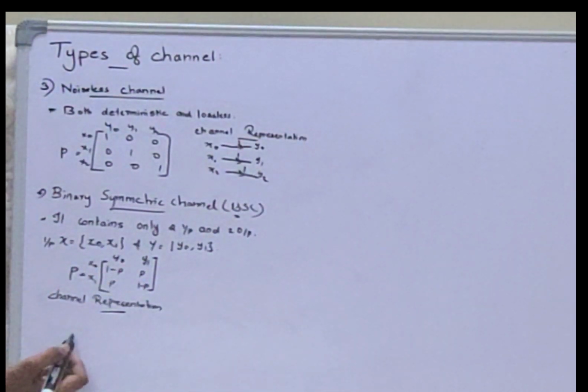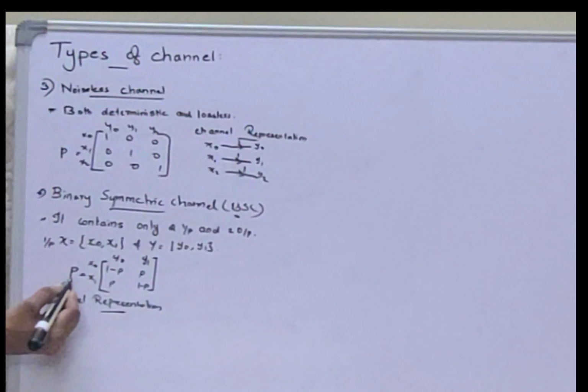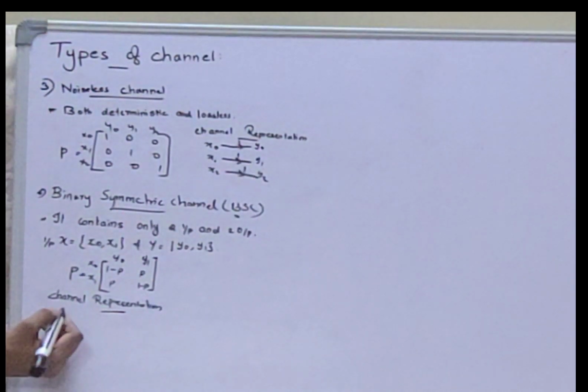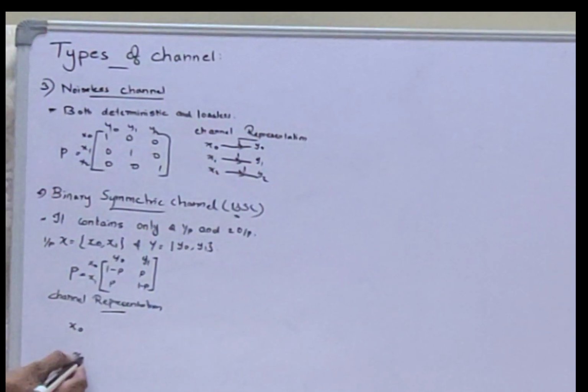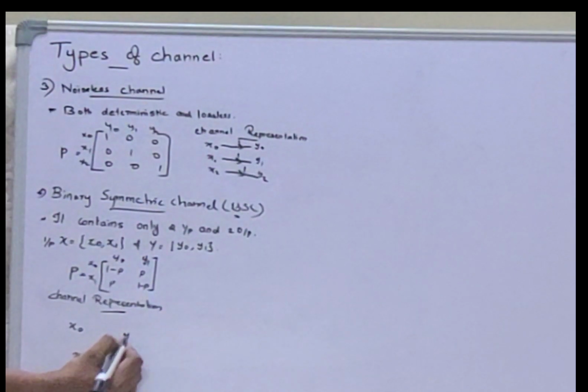This is the binary symmetric channel representation. This is the channel matrix. The channel representation can be written as: we have x0 and x1 as inputs, and we have y0 and y1 as outputs.